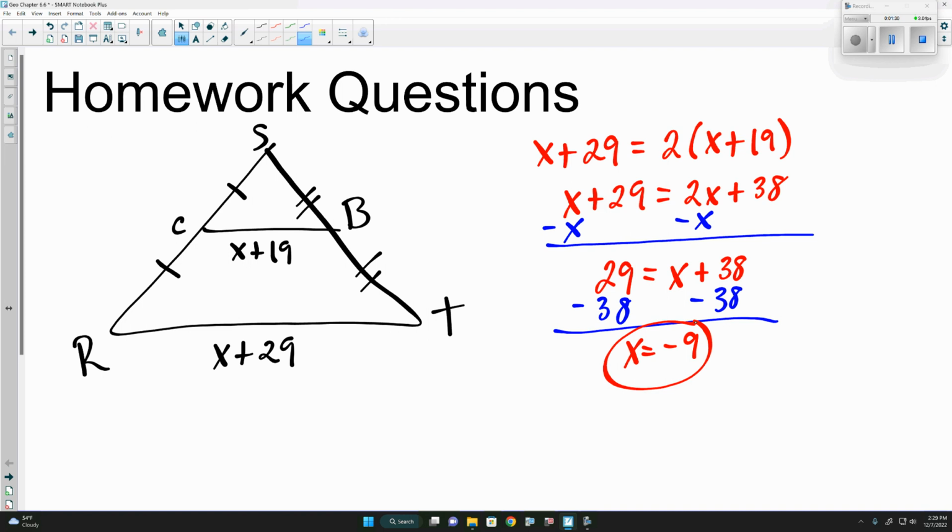Now we could plug it back in, and if we did, -9 plus 19 would be 10. -9 plus 29 is 20, so it still holds true. It just asks for the value of x. So even though x is a negative number, when plugged back in, it still shows that the mid-segment is half the length of the third side.